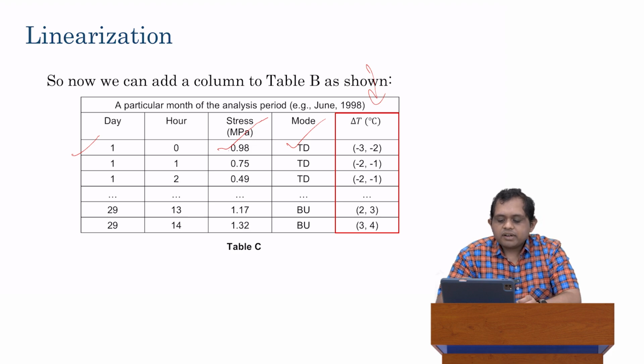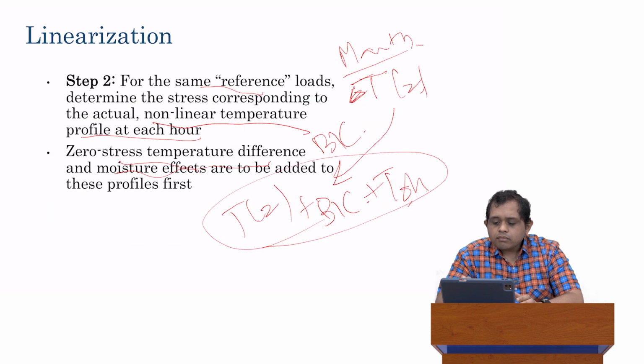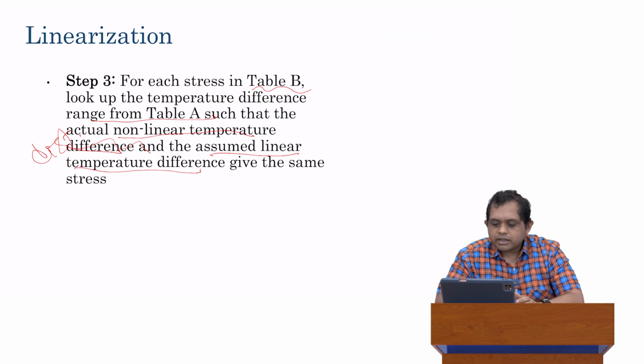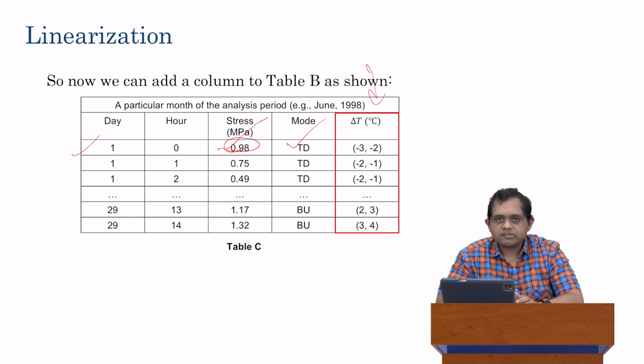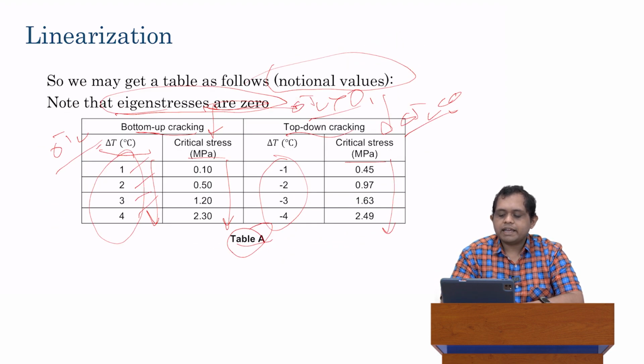What step 3 says is, you take this stress. This is the stress from table B. That's the stress for the reference load, but the actual temperature distribution. Take that stress and look up that stress value in table A. So let me go back to table C for a second. The stress in this case, the one I circled, is 0.98 megapascals and it is in top down mode. For top down, we know that delta TL has to be less than 0. So just keep this number 0.98 in mind and let's go back to table A.